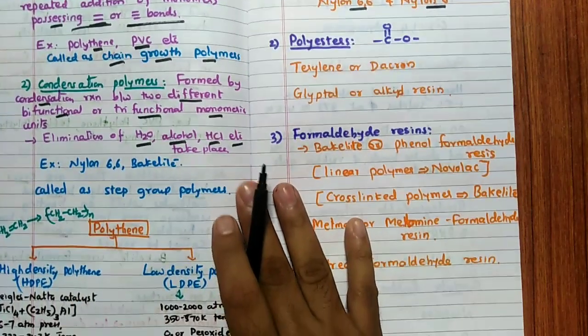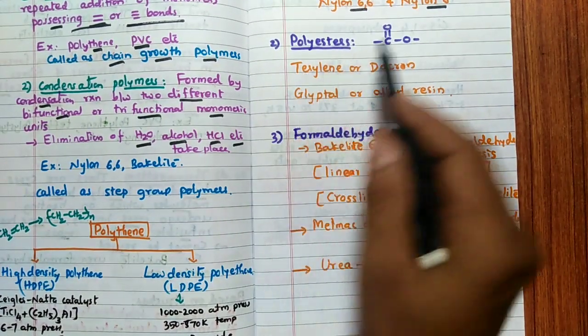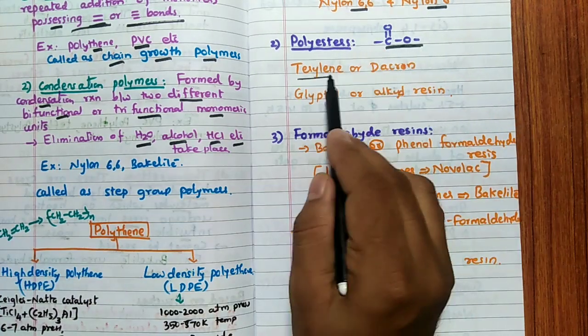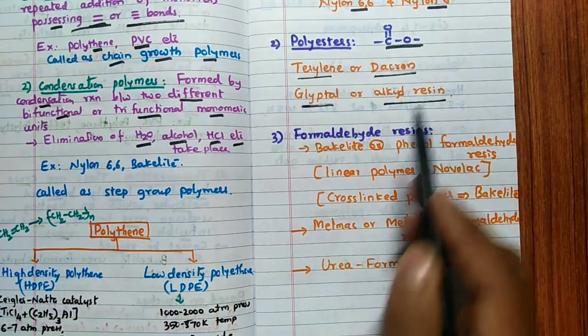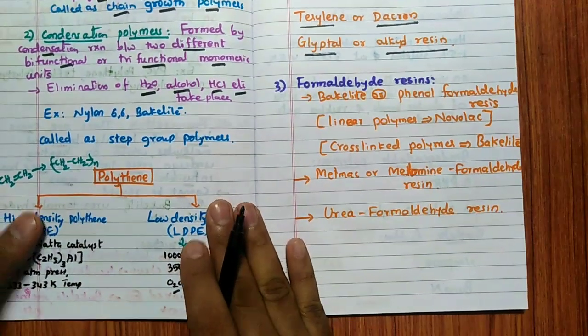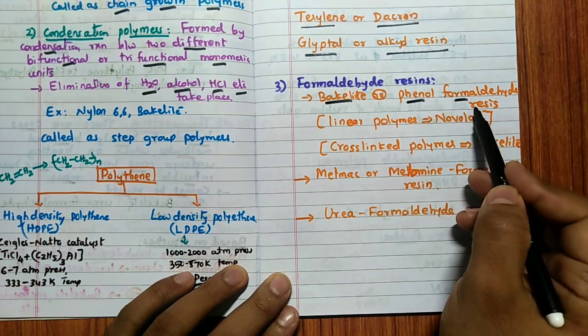Then polyesters. Polyester is nothing but, the C, O bond should be there. It is the ester bond. So terylene or dacron, glyptal or alkyd resin is an example. Then formaldehyde resins. So formaldehyde resins are examples: bakelite or phenol formaldehyde resin.